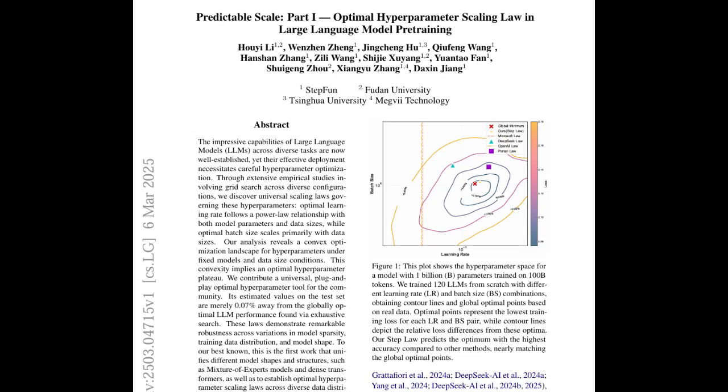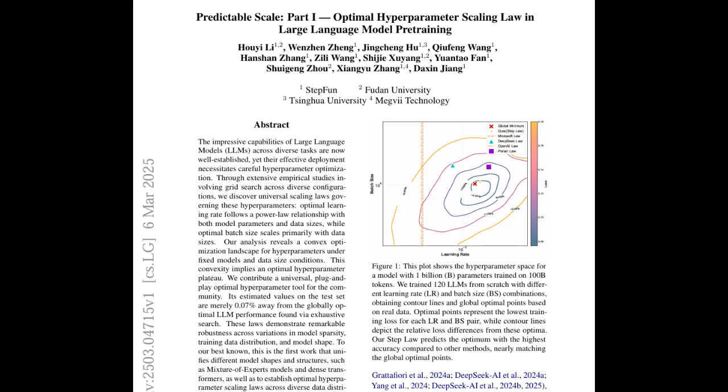Welcome to the deep dive. Today, we're going to be exploring this really cool research paper. It's called Predictable Scale, Part Optimal Hyperparameter Scaling Law in Large Language Model Pre-Training. Catchy title. A little intimidating, right? But the stuff in here is really interesting, especially if you're following the world of LLMs.